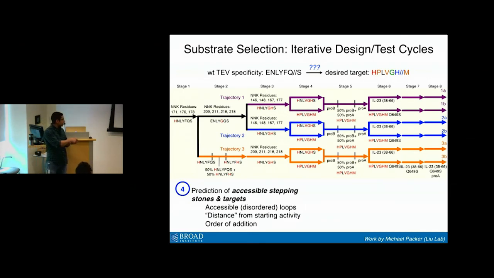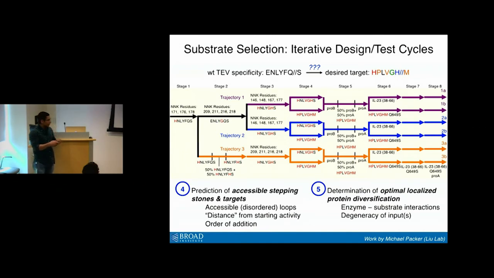In addition, the selection of the desired target as a function of the starting point is actually very important because it influences how many different stages or rounds of directed evolution that you have to do to actually find that activity. And so finding variants that are maybe enzymes that are closer to this than TEV in this case would also be incredibly useful.